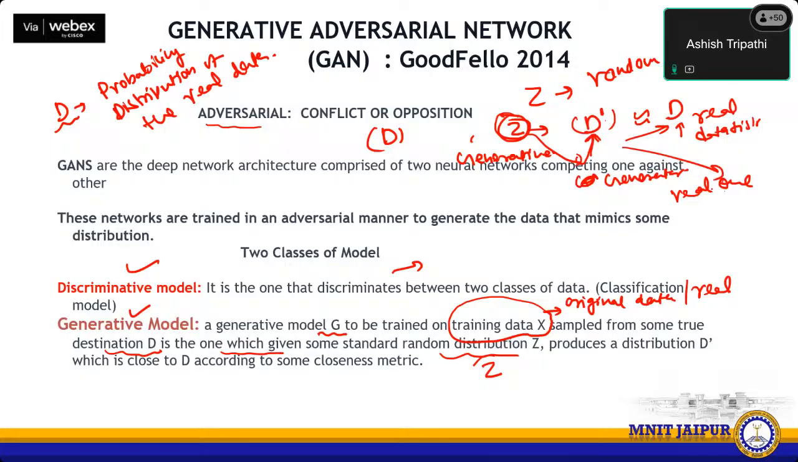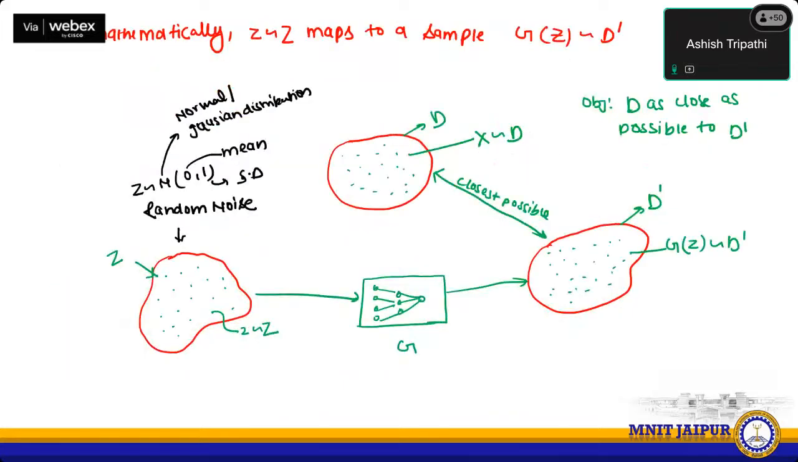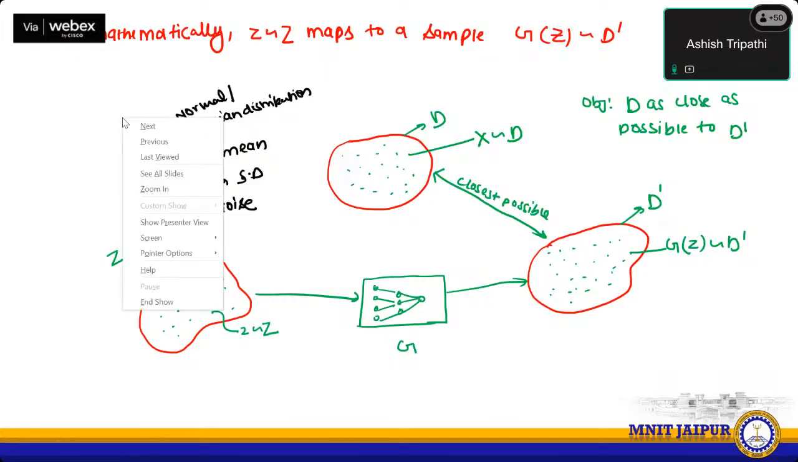No doubt I will keep explaining these terms again and again to make it very clear till the end of the session. Now let's see mathematically in a little more detail what the meaning of data distribution is, and how the generator and discriminator will be trained, and how we will be able to achieve the objectives.